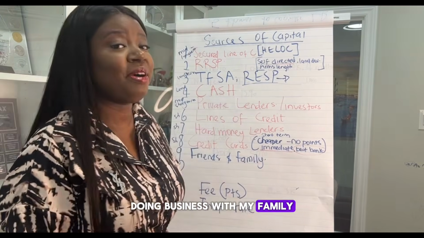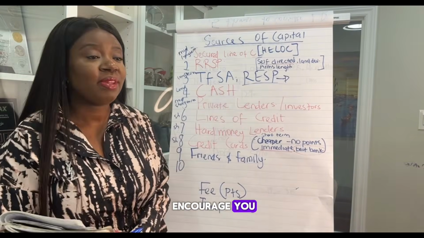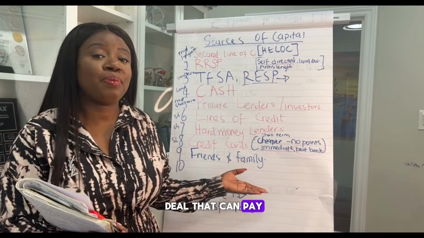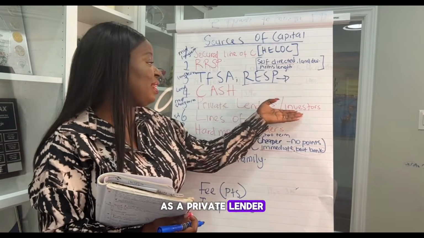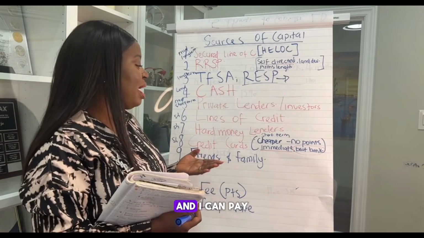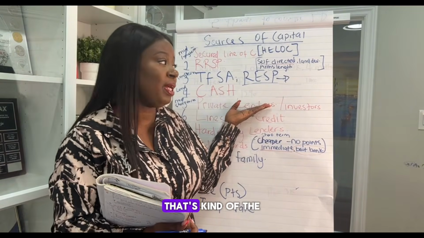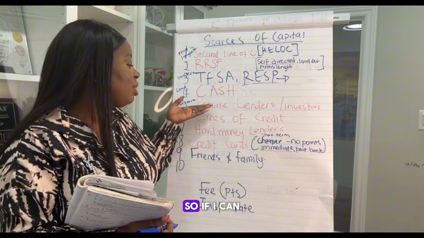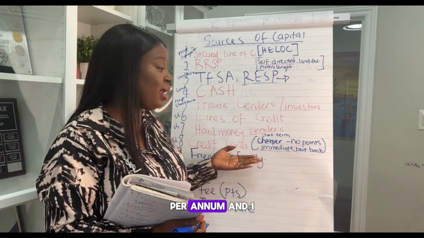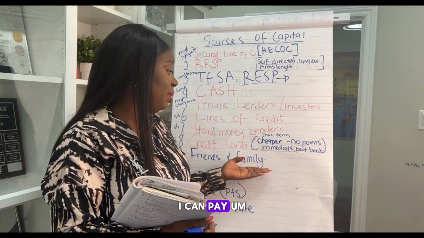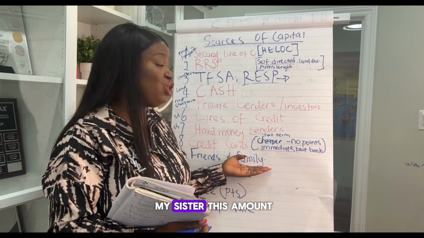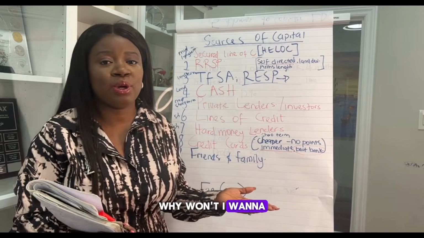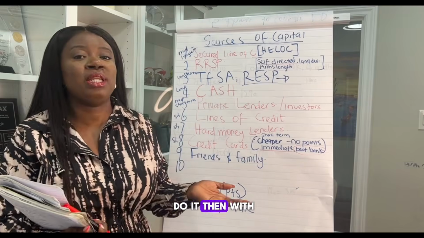doing business with my family, but I'm here to encourage you. If I have a deal that can pay my family as a private lender, I can private lend from them, and I can pay them 12% per annum. That's kind of the going rate right now. So if I can pay my parents and my sister this amount, why wouldn't I want to do that, right?